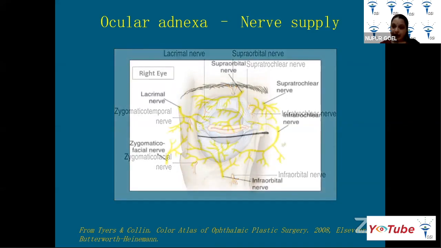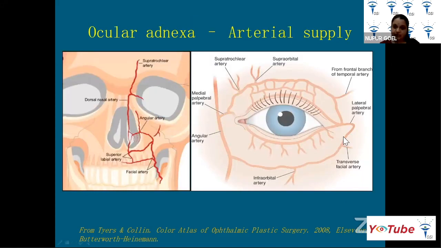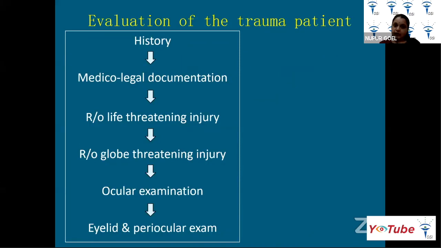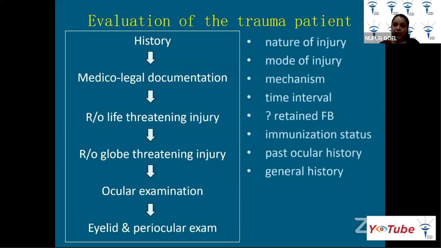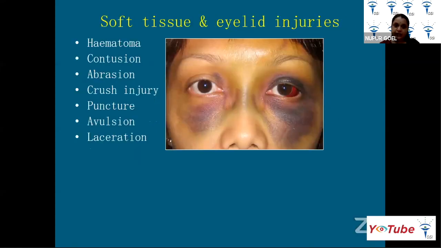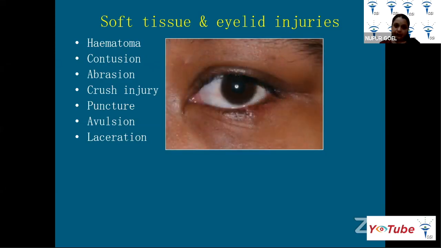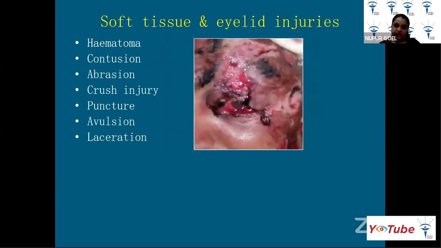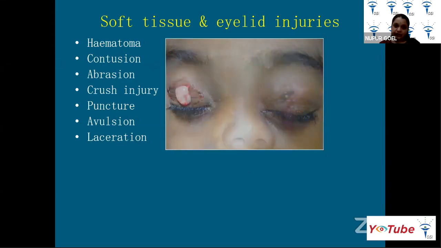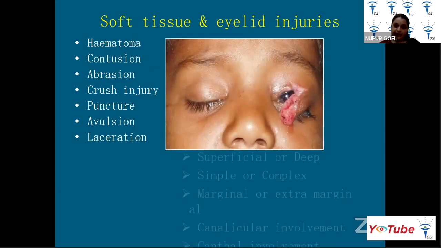Then going on to the arterial supply, I would just skip through this, but you must be aware of it. Dr. Sonal has already covered the basics of trauma management, so I will not go into the detail of this. The various kinds of eyelid injuries that one could encounter can be a hematoma, a contusion, an abrasion, a crush injury, puncture wound, an avulsion, or a laceration.